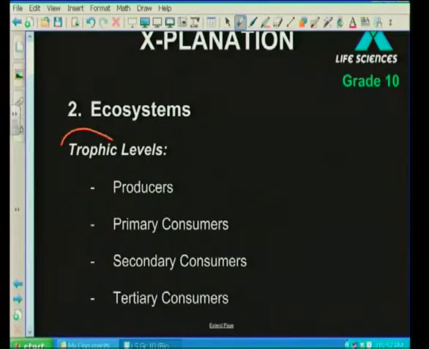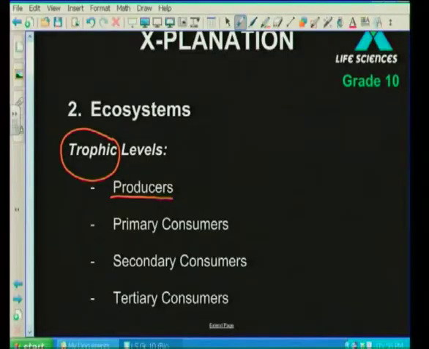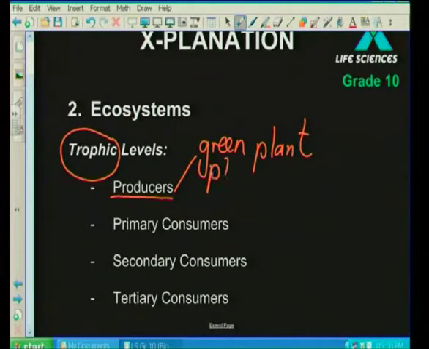Okay. This brings us now to, like I said, more detail about trophic level. So what is a trophic level? Trophic level, again, is a feeding level. The first feeding level, not the consumers. The first level is the producers, because they can make their own food. What is a producer? It's a green plant. So it's a green plant that can produce its own food by a process of photosynthesis.